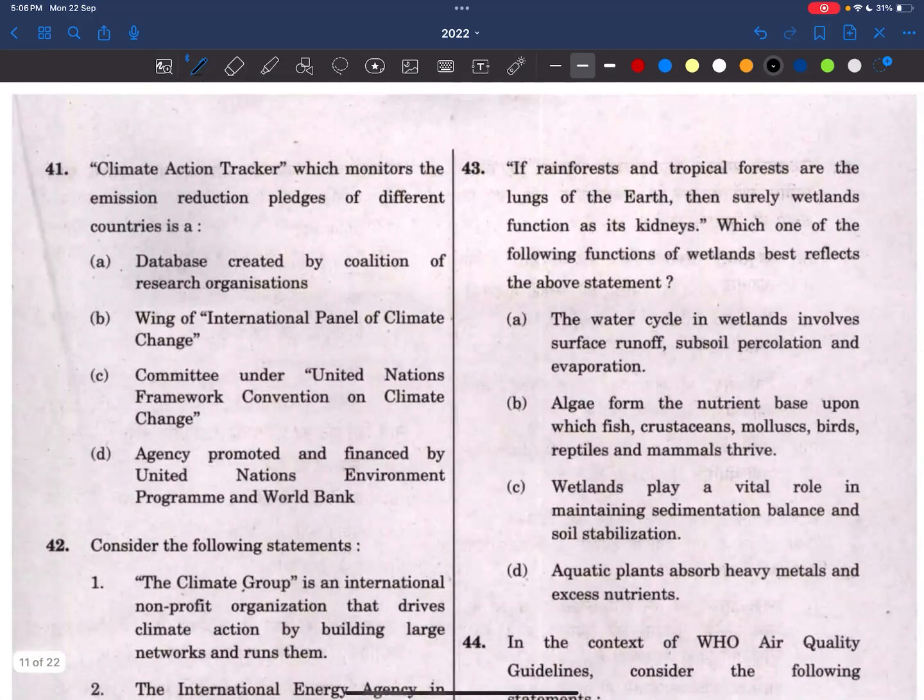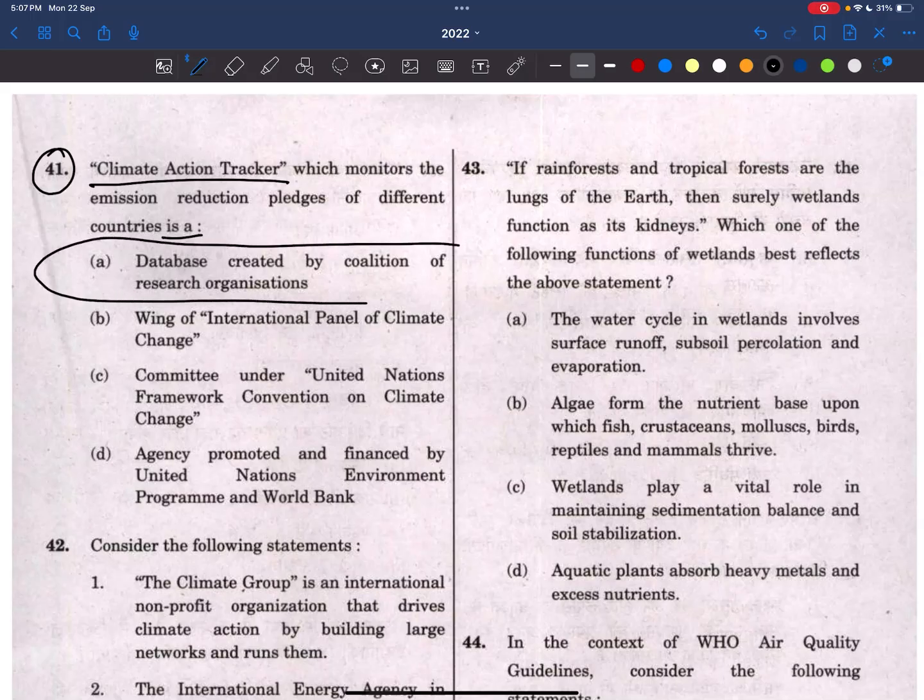Okay, now let's move to the 41st question. Climate Action Tracker, which monitors the emission reduction pledges of different countries. Is it? This is also the right question, friends. It is a database created by a coalition of research organizations. They track the governments' climate action, since we have promised in the Paris Agreement. They will be tracking the performance of governments in tackling climate action.